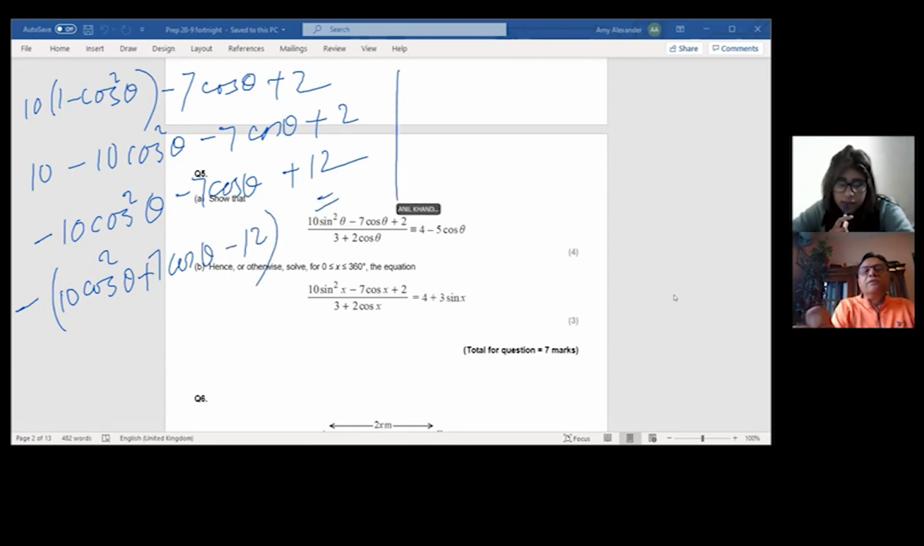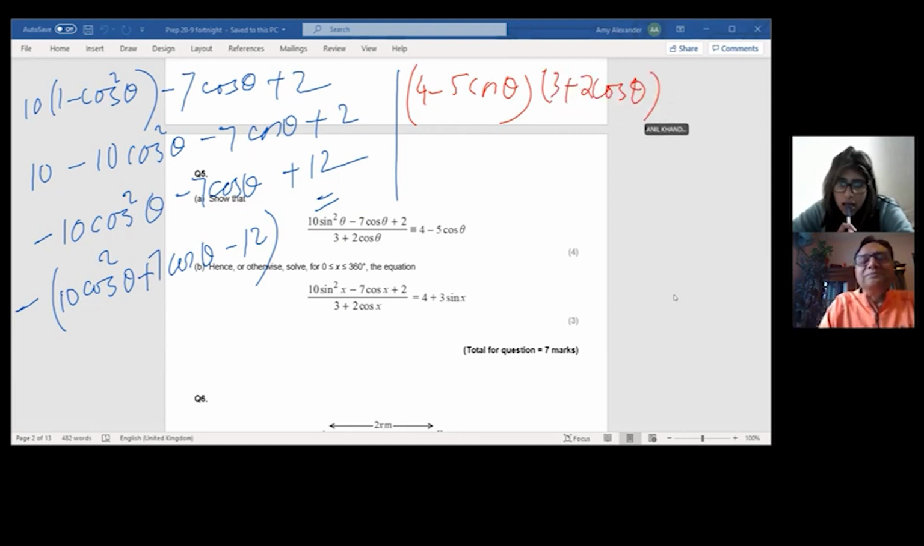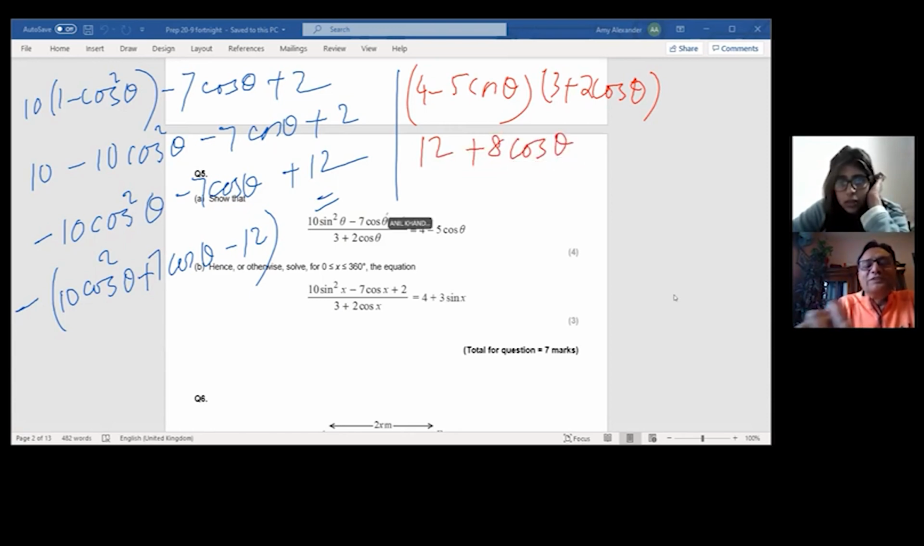We could also cross multiply, writing 4 − 5 cos θ times 3 + 2 cos θ. So 4 times 3 is 12, and we get plus 8 cos θ, and this is minus 15 cos θ. Can you use the right-hand side to show that that's the answer? Oh, I see. We could do that.